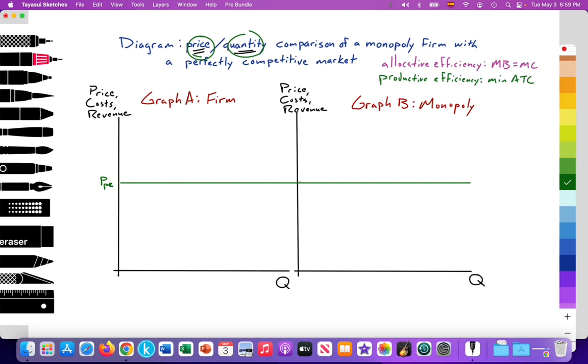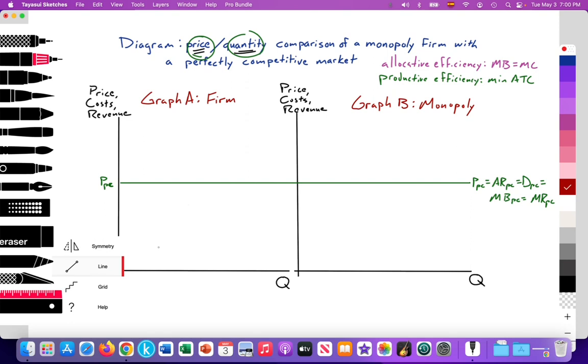And over here, again, I can illustrate that this is the price for the perfectly competitive firm, which is equal to the average revenue for the perfectly competitive firm, which is equal to the demand curve for the perfectly competitive firm, which is equal to the marginal benefit for the perfectly competitive firm, which is also equal to the marginal revenue for the perfectly competitive firm. All right, they are all equal: price equal to average revenue equal to demand equal to marginal benefit equal to marginal revenue.